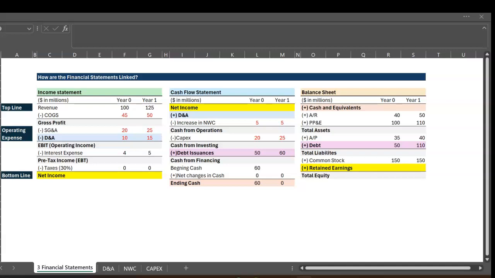Before that, I would like to mention that I have colored the things which are directly connected to each other. So you can see the bottom line in the income statement, which is net income, is directly connected as the top line in the cash flow statement, and they both are in the same color.